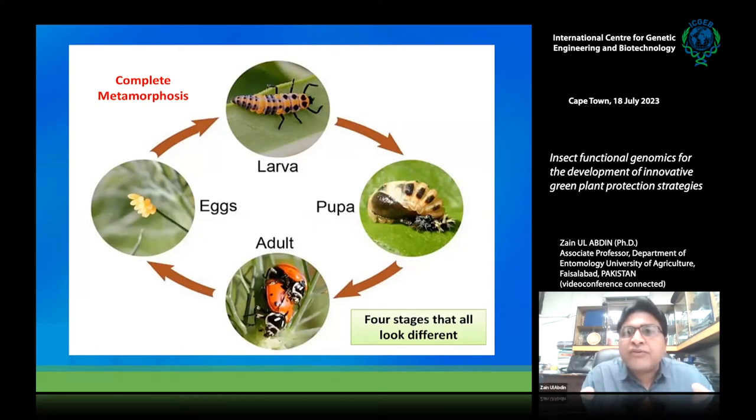to reduce the feeding period, the feeding lifetime of the insect, so that the insect can immediately jump to the next developmental stage, which we call the pupal stage. And the feeding potential of the insect can be reduced by reducing the feeding time period, by reducing its larval period or immature period.